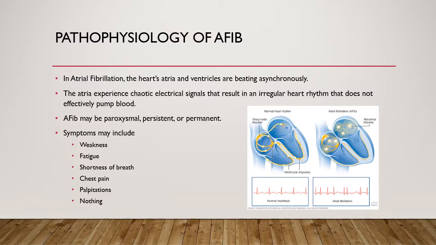The picture here shows a heart that's beating in normal sinus rhythm and the conduction that's happening and the actual EKG pattern with a normal P wave, QRS, and T wave. The second picture is of a heart that's experiencing AFib. You see the abnormal impulses from the electrical system in the heart and the irregular heart rhythm that's shown on the EKG.